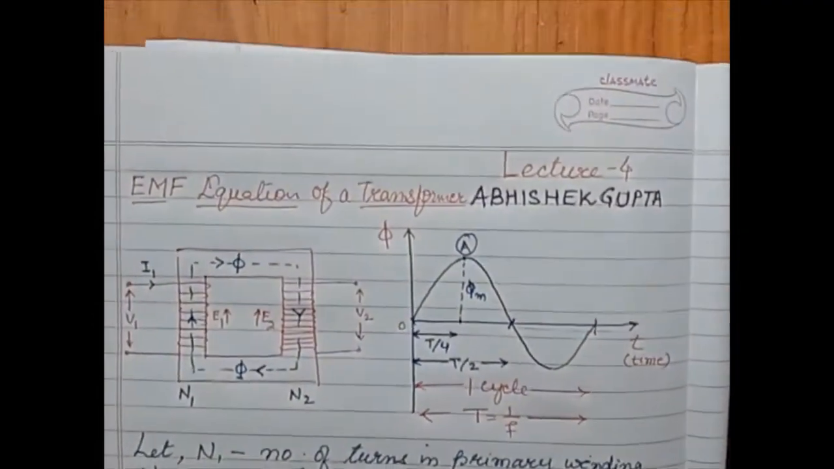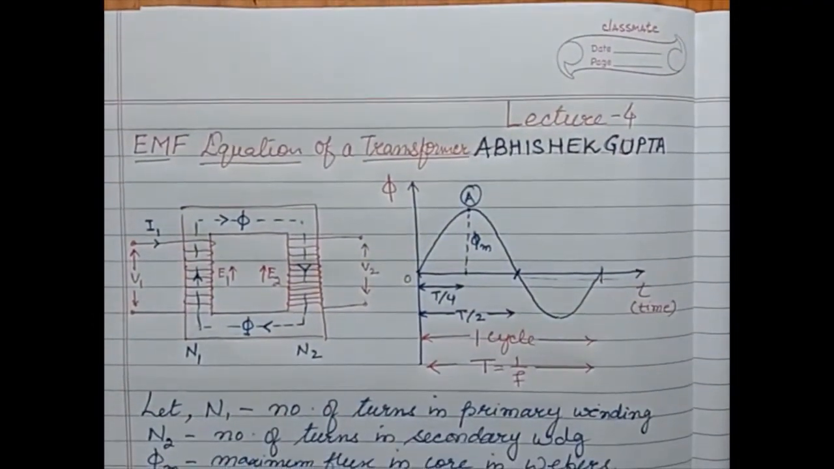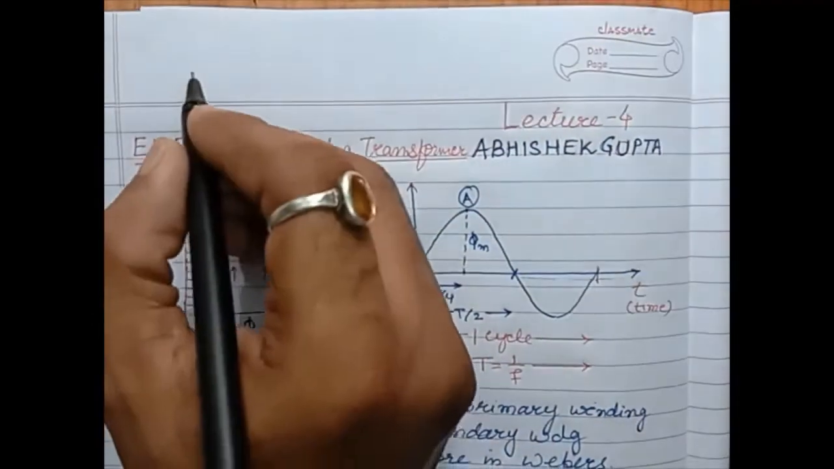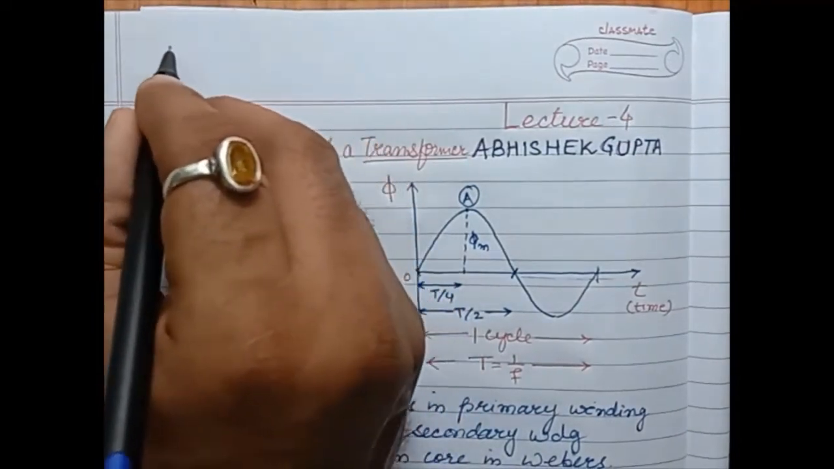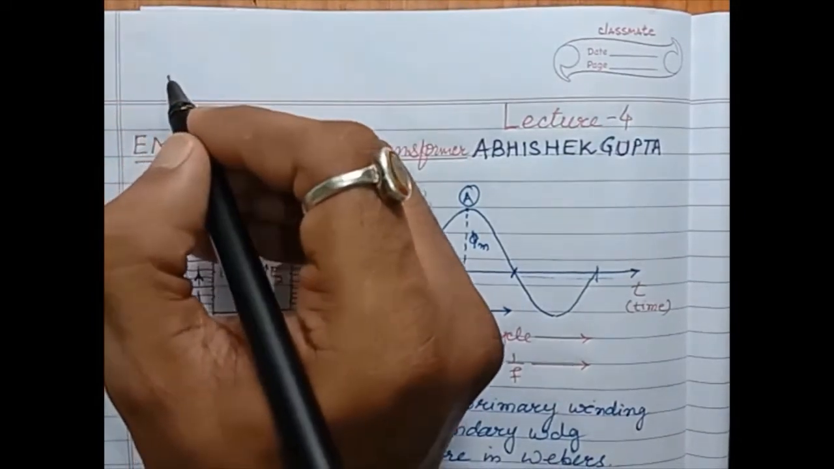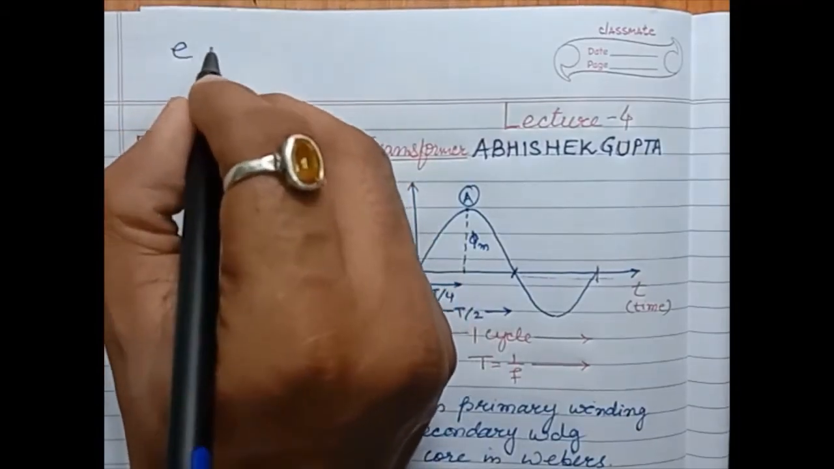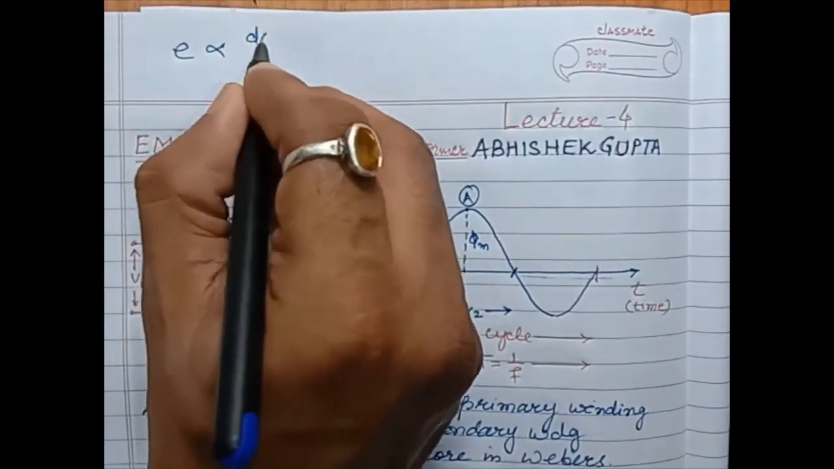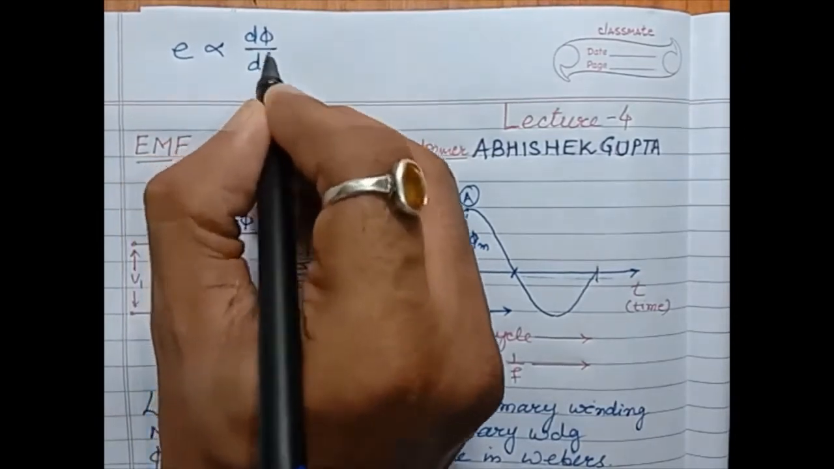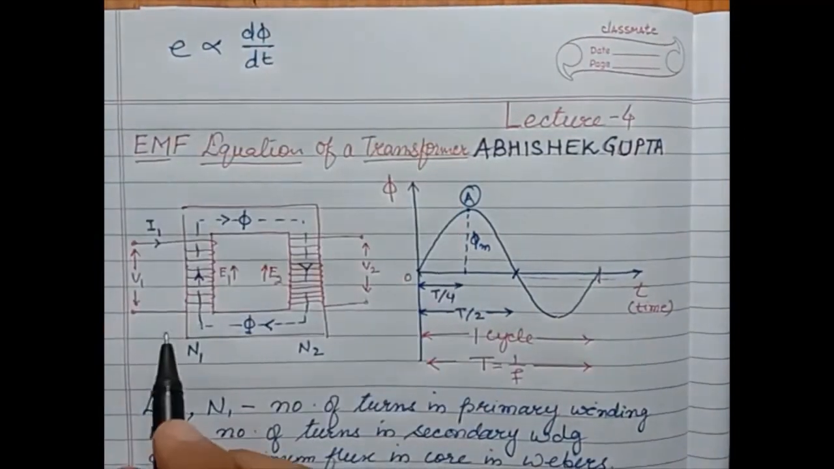Now one thing is very important. We have to keep in mind Faraday's law. What does Faraday's law say? Whenever a conductor cuts magnetic lines of force, it induces an EMF. Means E is directly proportional to d phi by dt. D phi by dt is the rate of change of flux.